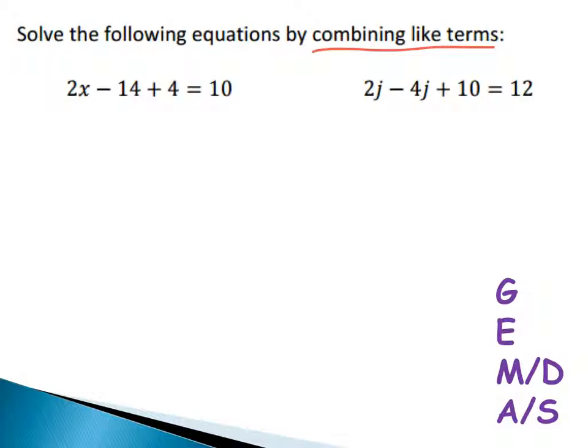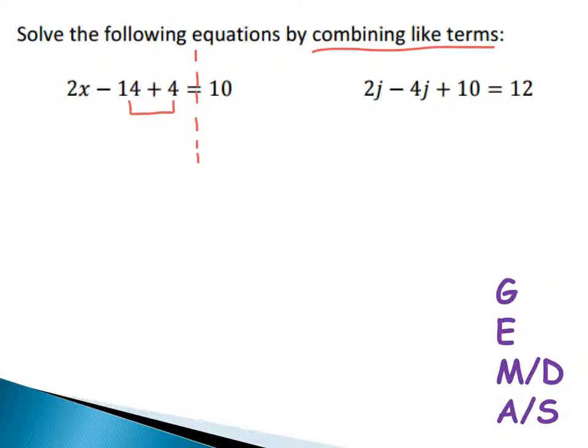So first example, I have 2x minus 14 plus 4 equals 10. If I look at what's being done to x, I'm multiplying it by 2, subtracting 14, adding 4. I'm doing a bunch of stuff here. So what can I do first? In a problem like this, what you can do first is combine your like terms like we learned last chapter. Instead of getting rid of the 4, then the 14, then the 2, which is 3 steps, I can combine any like terms I have.